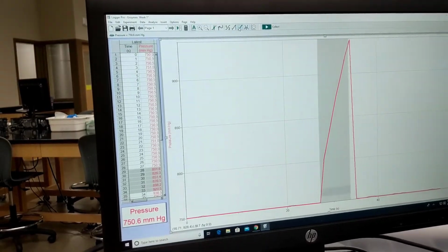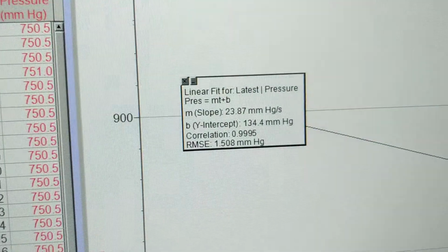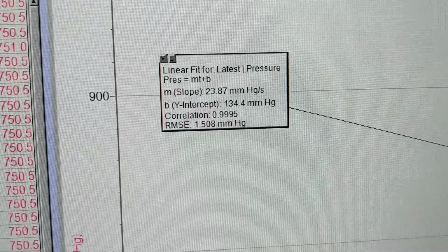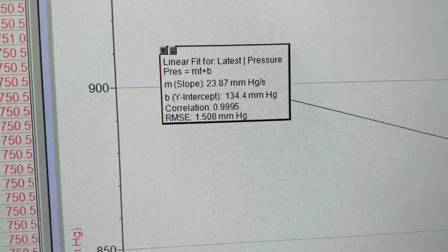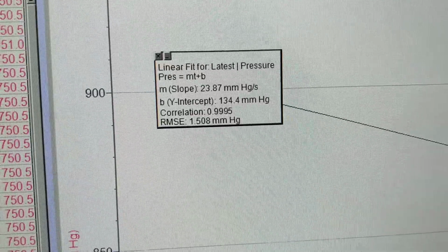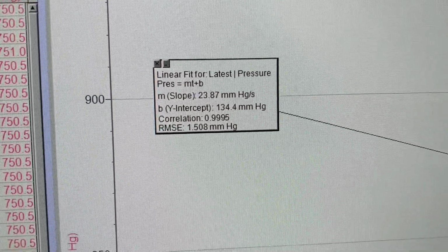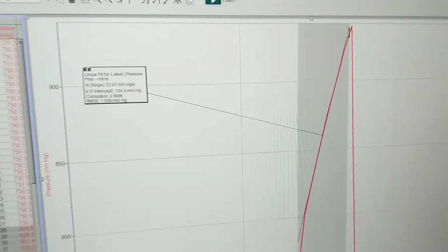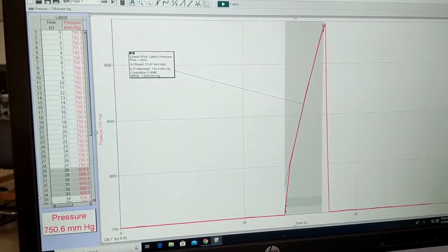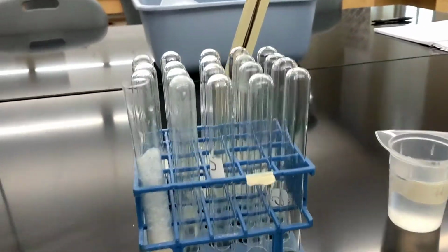And I'm going to click this button, and I get a slope. That tells me a rate. The rate of gas increase was 23.87 millimeters of mercury. That's a measure of pressure per second. So every second, the pressure went up by about 23.87 millimeters of mercury while this reaction was running. So I would write that down in my data collection table. And then I would repeat this process 2 more times at least to get at least 3 replications.